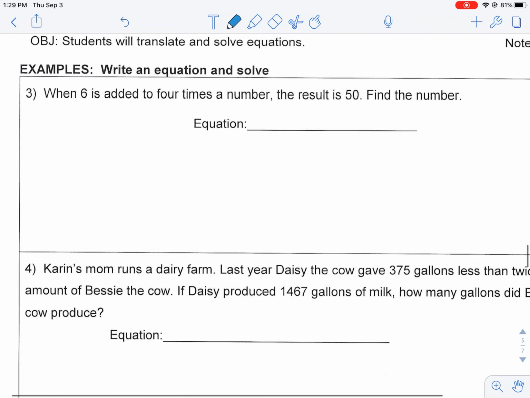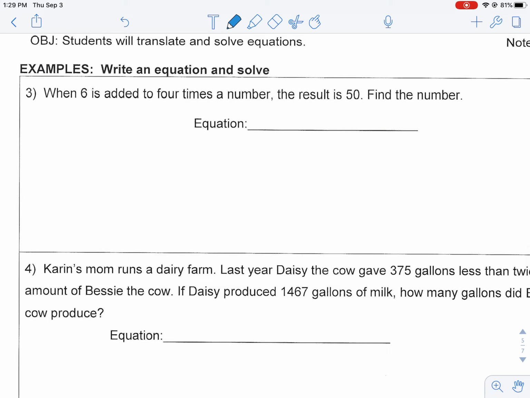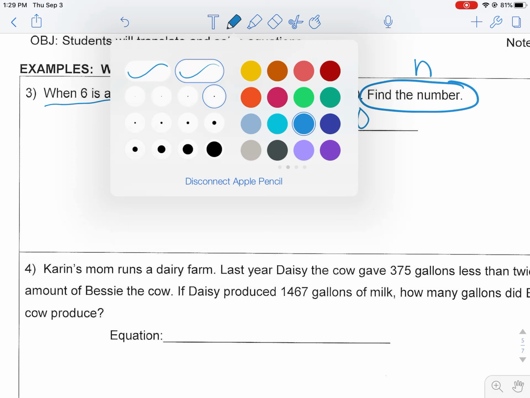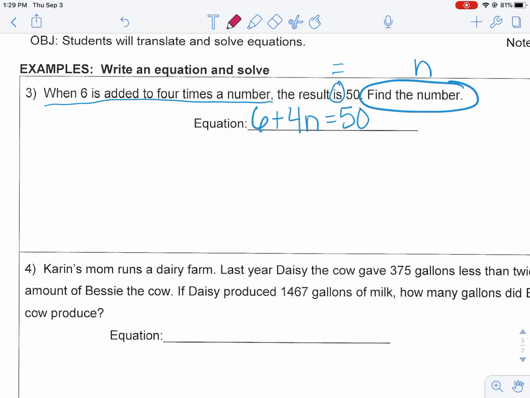So if we flip to the back with these, they want us to write the equation and solve. So we're going to write it and use Don't Call Me After Midnight to solve. So if 6 is added to 4 times a number, the result is, remember, is means equals 50. Find the number. So usually what they're asking you to find is going to be your variable. So let's see. 6 added to, so plus sign, 4 times a number. Remember, we don't know what that number is, so we're going to use the letter N. And the result is 50.